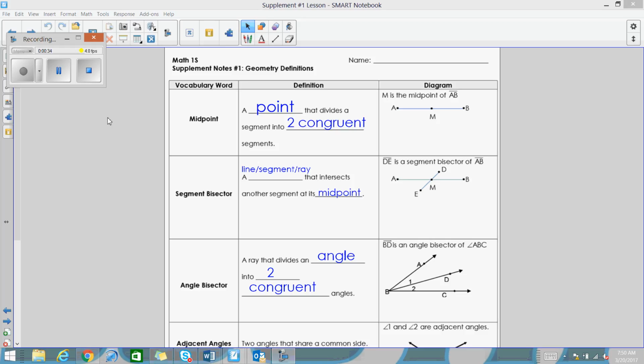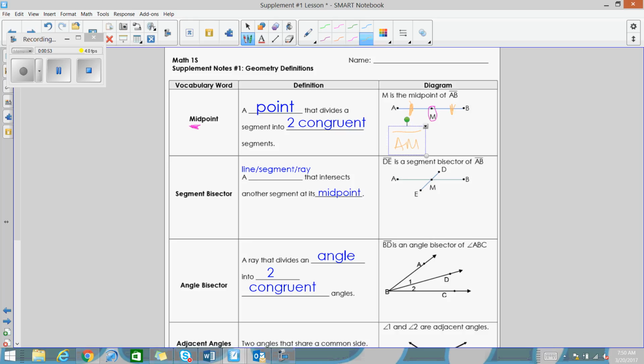All right, so the first term that we're going to talk about and that you see up here is the term midpoint. So mid means middle, directly in the middle, and it's a point that's in the middle. So what that does is if you know that M is a midpoint, you know that this segment and this segment are equal to each other. So we can say AM is congruent to MB.